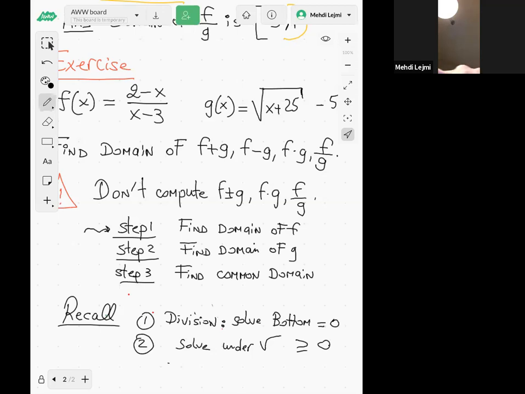Nope, Sean. You also made the same mistake. Because it's a division, you have to solve just the bottom equal to 0, and you exclude that from the domain of f. So you don't solve the bottom larger or equal to 0. Just solve the bottom equal to 0, and you exclude that from the domain. So the domain of f would be any real number except 3.